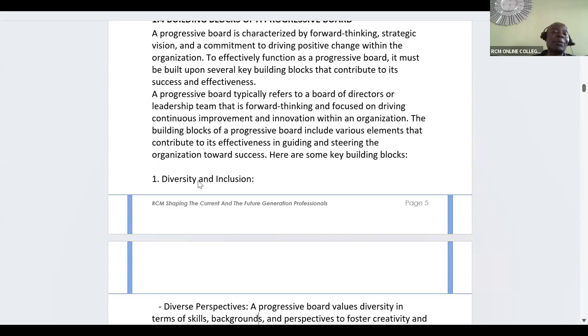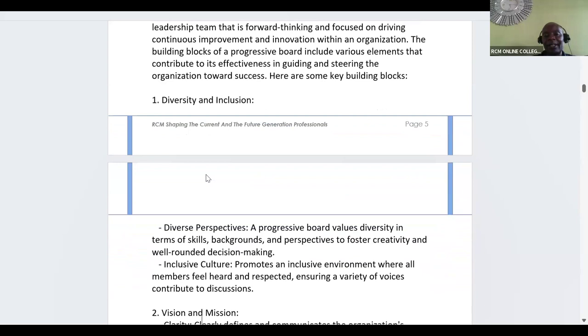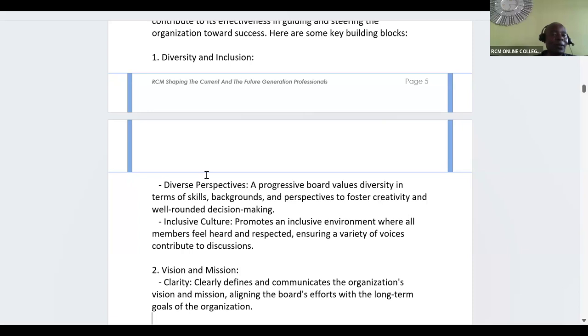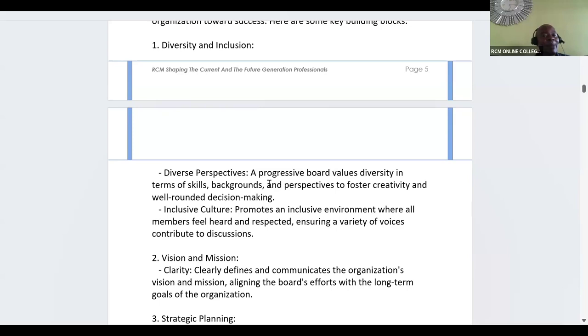Diversity and inclusion. It can't be a progressive board if, of course, it's not a diverse board. So diverse perspectives. A progressive board values diversity in terms of skills, backgrounds, and perspectives to foster creativity and well-rounded decision-making. Inclusive culture promotes an inclusive environment where all members feel heard and respected, ensuring a variety of voices contribute to discussions.